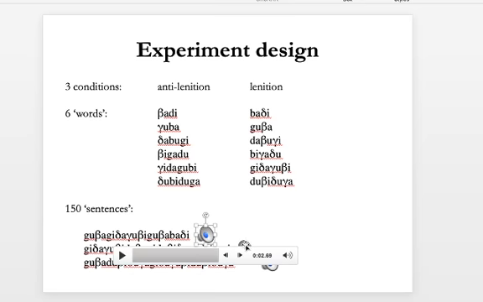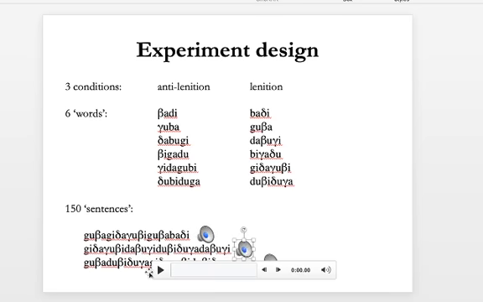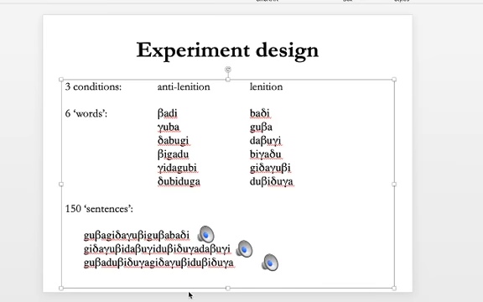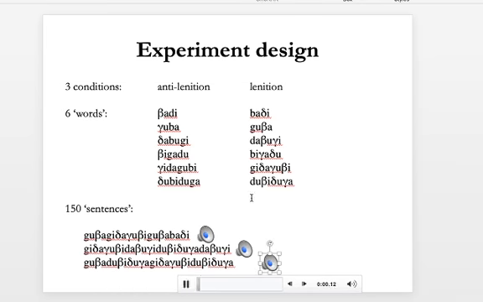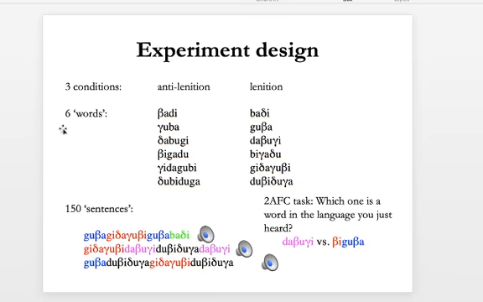So absolutely no acoustic separation between words there. Here's another one. And here's a 3rd sentence. This is not a particularly easy task. It's not very easy to hear where the word boundaries are.